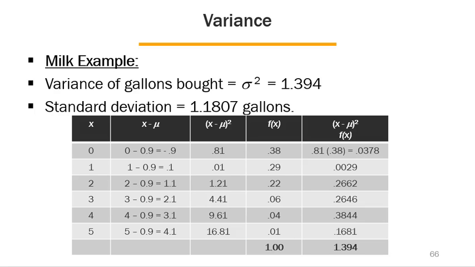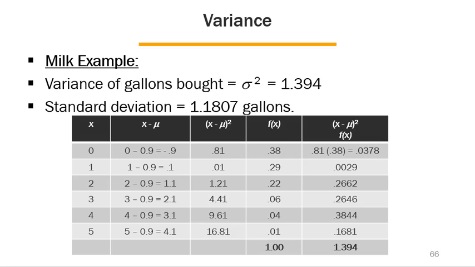If we're looking at the variance then, we're going to get a value of 1.394, and then the standard deviation is just the square root of that, 1.1807 gallons. Now the table here is constructed so that, again, we have all the values of x, 0 through 5 gallons of milk. We look at the difference between x and mu. In the first case, 0 minus 0.9 gives us negative 0.9, and then 1 minus 0.9 gives us 0.1, and then so on down the rows.